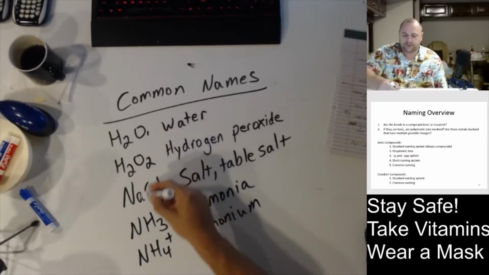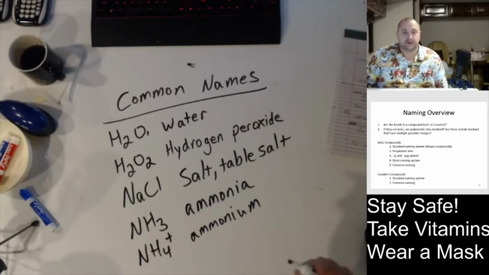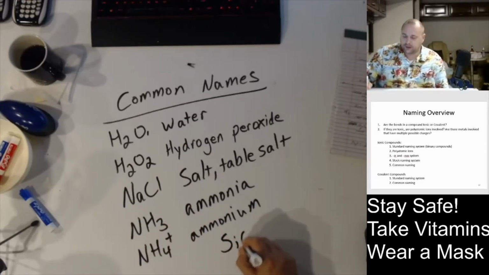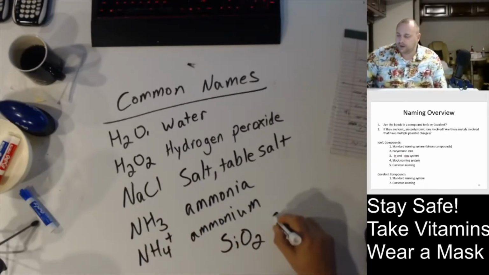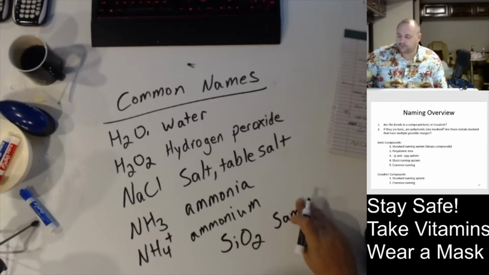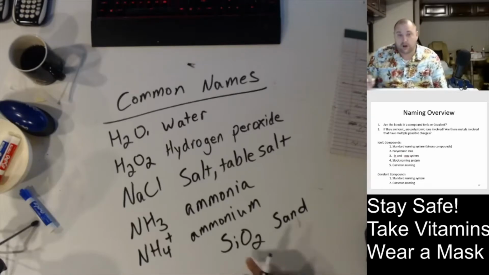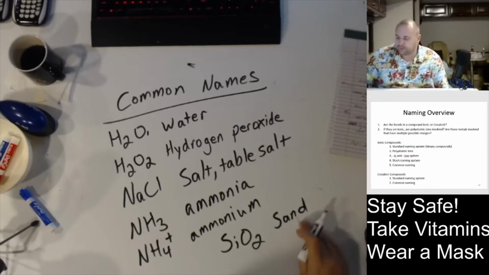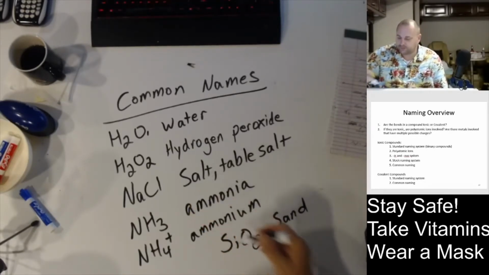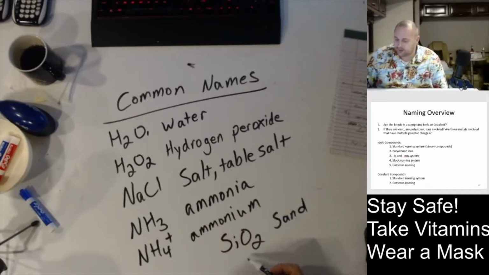Let's see, 1, 2, 3, 4, 5. Oh, let's get an even number here. Let's throw in SiO2, and we'll use that for sand, if I can spell sand. We'll use this abbreviation when we separate salt from sand, for instance, in one of our lab experiments. We'll be dealing with sand, so if you see me write SiO2, I want you knowing it's sand.